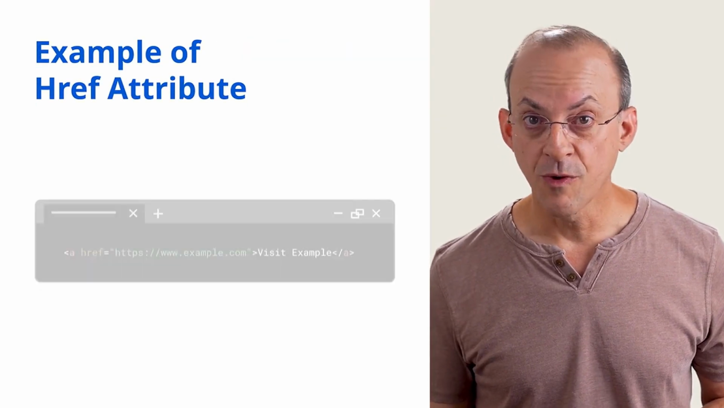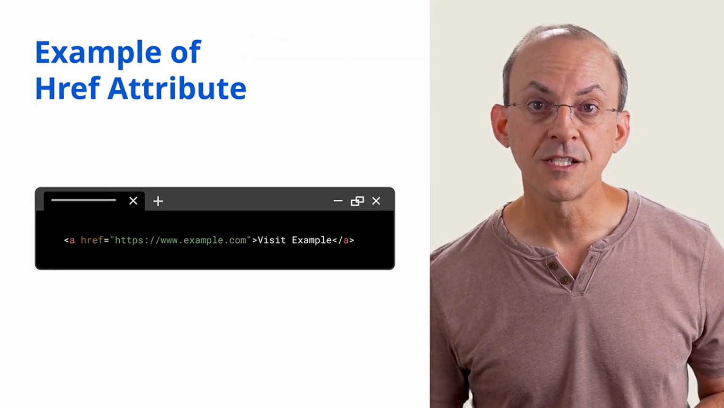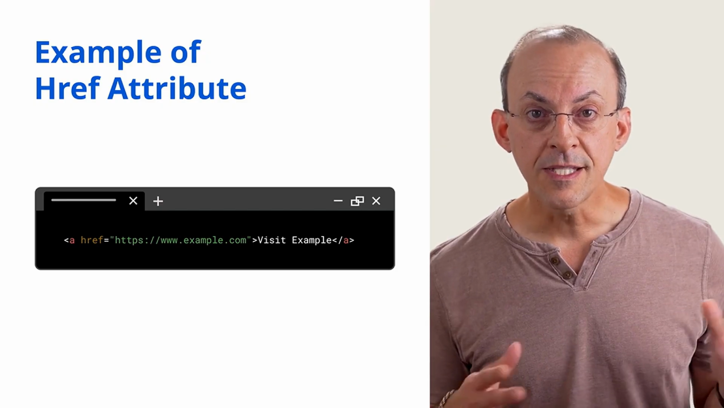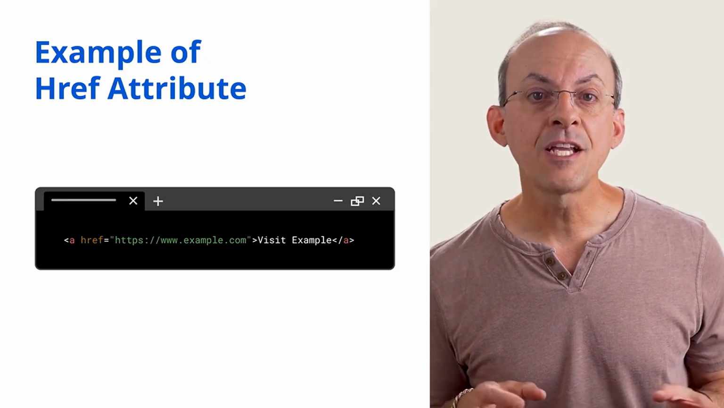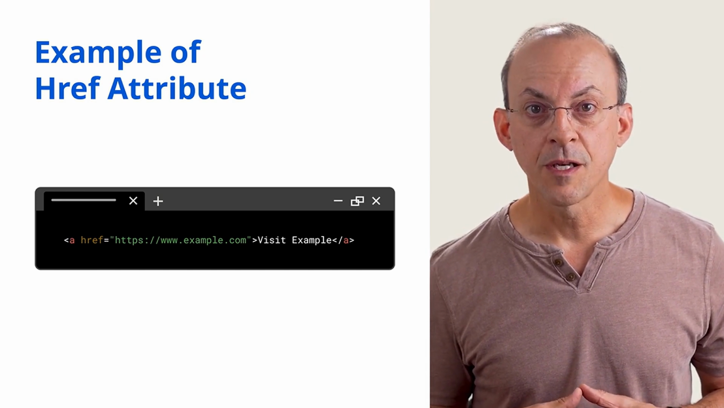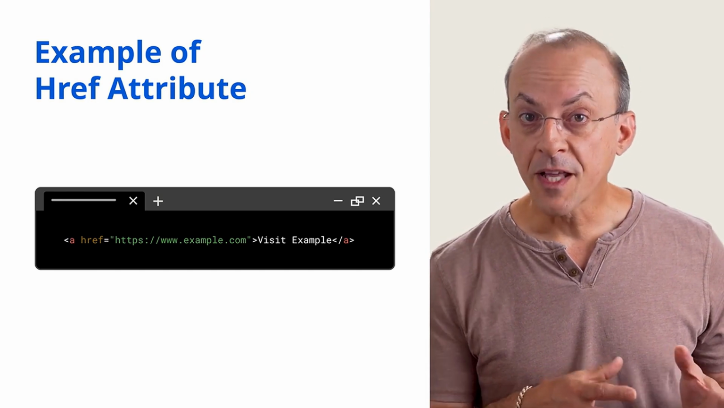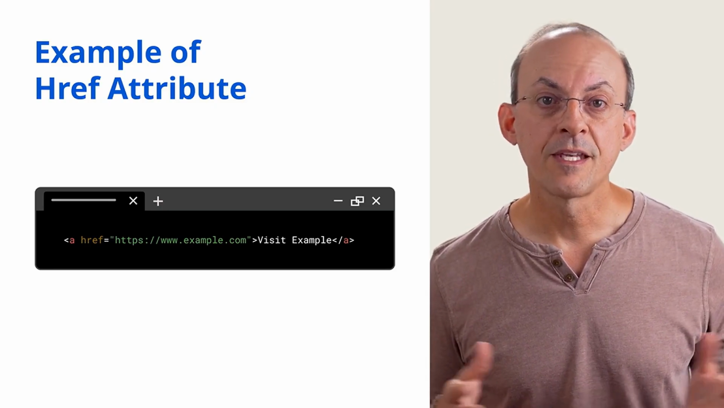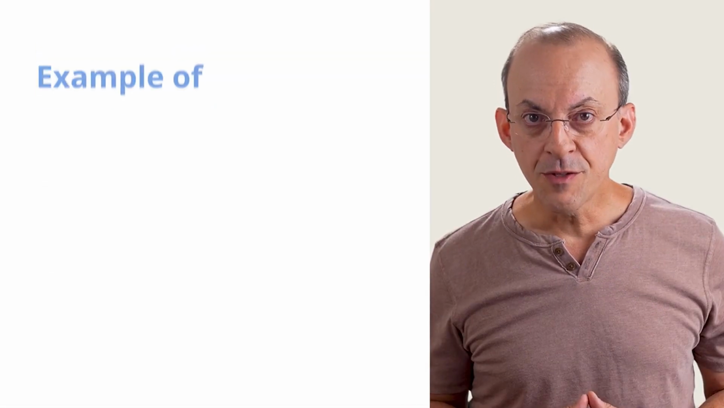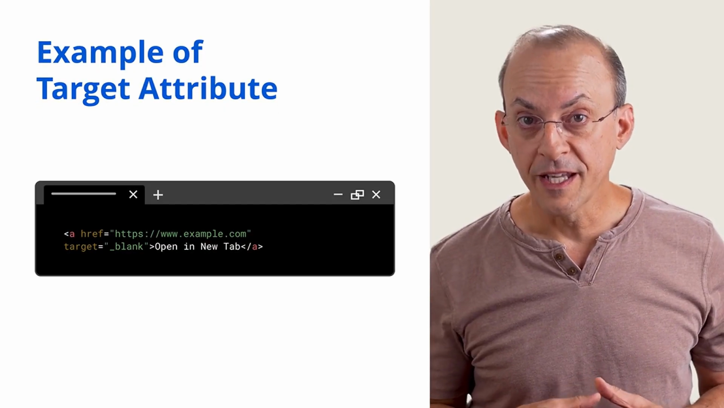The attribute href specifies the URL of the page the link will go to. In this HTML code, we create a hyperlink using the a tag. The href attribute is set to www.example.com, and the clickable text within the link is visit example. The tag is then closed. The attribute target specifies where to open the linked document.